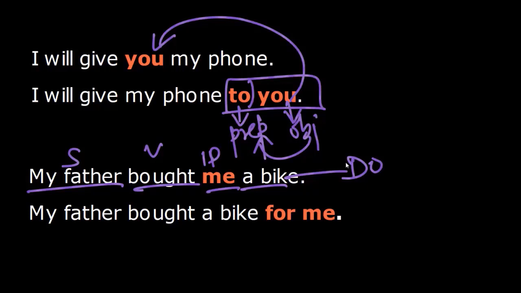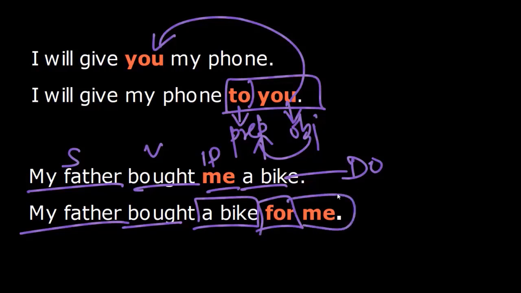My father bought me a bike. So we have the indirect object first, then the direct object. There is no preposition. If I change the structure, right? If I rephrase the structure, change the positions, I'm going to use a preposition. My father bought a bike for me. So here, for me is a prepositional phrase, right?